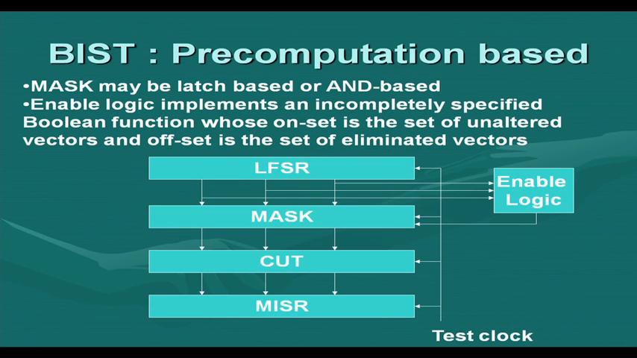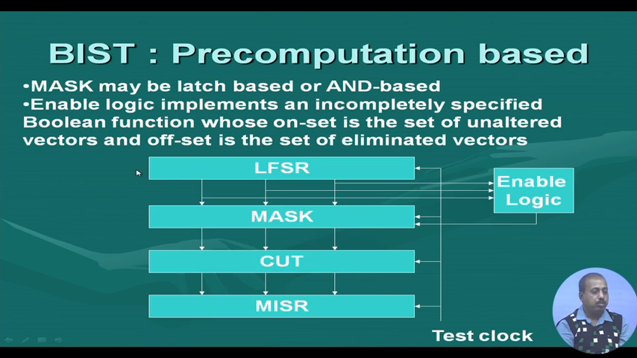Another approach is known as the pre-computation based approach. What it does is, we have the LFSR. The LFSR is continually generating the pattern, but there is a mask. This mask will tell whether the pattern generated by the LFSR will go to the circuit under test or not. And this enable logic that is generated will control this mask, and that will either pass this pattern to the circuit or it will not do so.